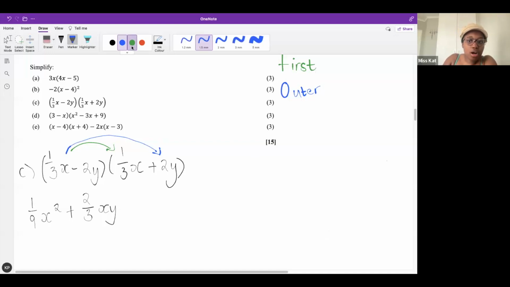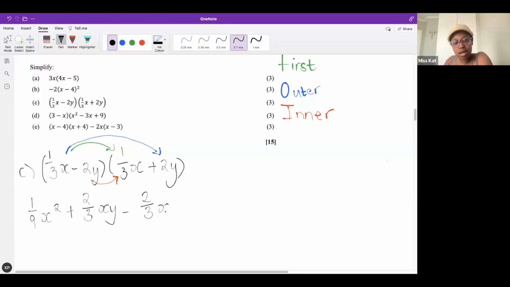Nice. And now we are on I. What does the I stand for? Inner. Thank you very much, Kwezi. Inner. That's the inner terms of both brackets. So it's these two. The numbers are the same, but what's different this time, guys? We're multiplying a negative and a positive number. Do you see that? So what is my answer going to have? A positive multiplied by negative. Nice, Tyler and Princess. It's negative, and the numbers and variables are the same. So it's negative 2/3 xy.